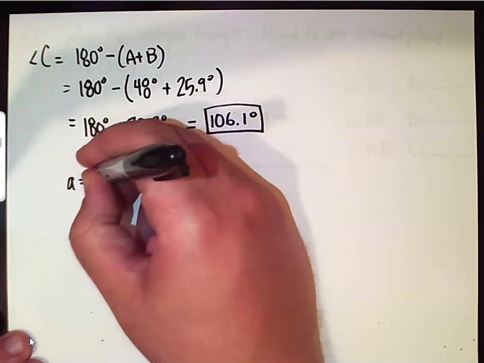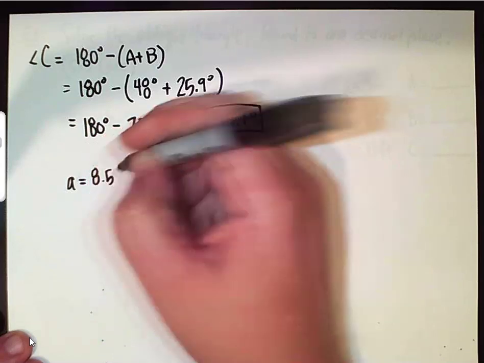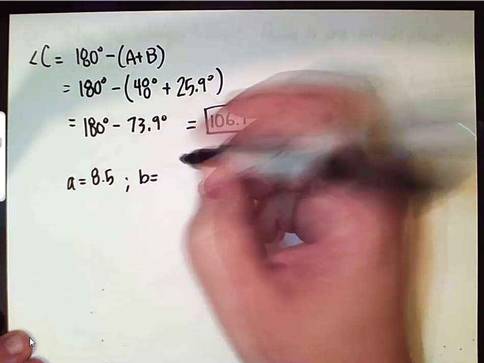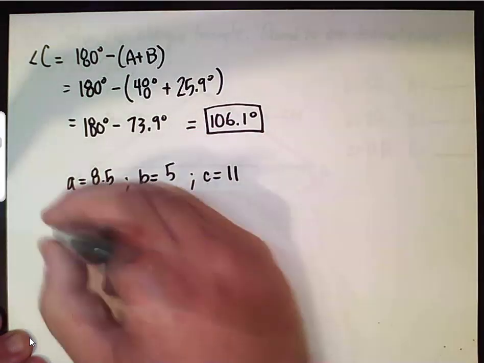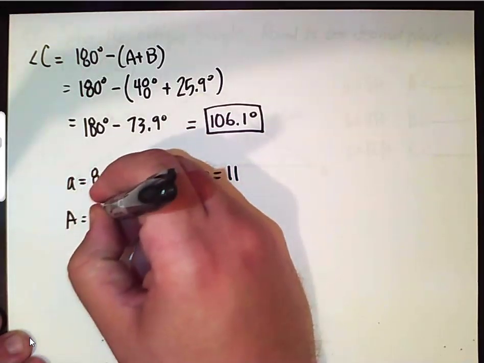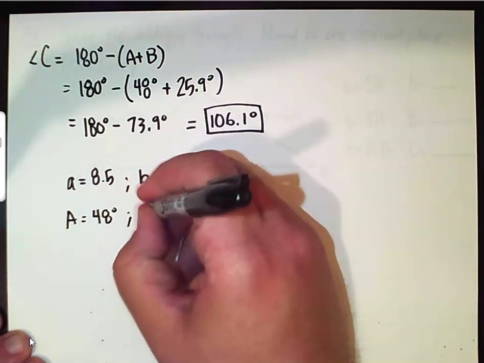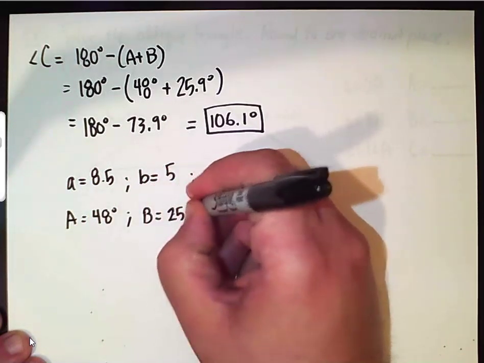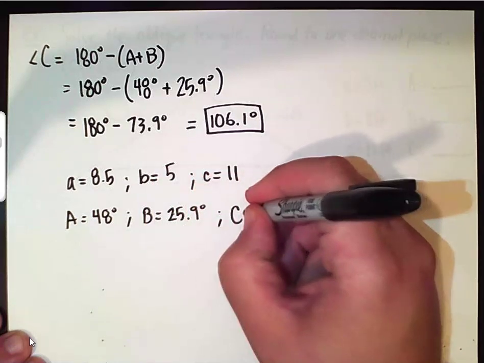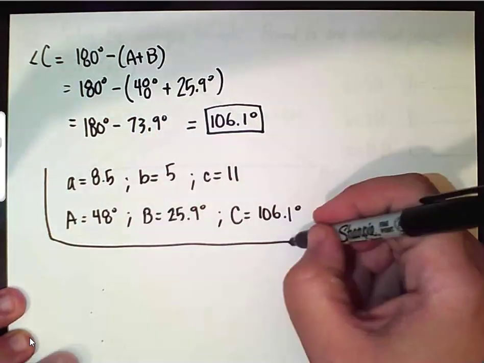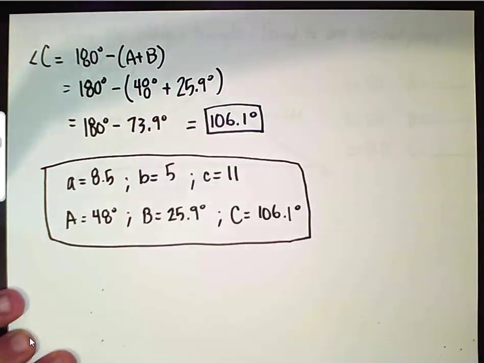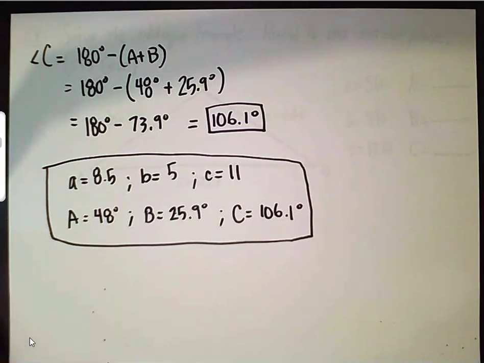Side A was 8.5, side B was 5, side C was 11, angle A was 48 degrees, angle B was 25.9 degrees, and angle C was 106.1 degrees. So that's how we solve a side angle side triangle.